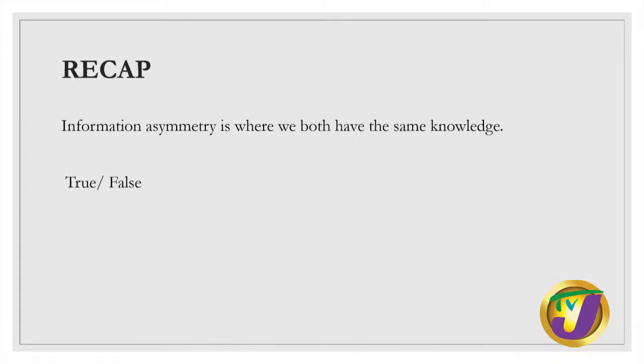Another question is, information asymmetry is where we both have the same knowledge. Two persons involved in a transaction and we know the exact same thing. No one knows more than the other person. So if your guess was that this answer is true, then this means that maybe you weren't paying attention, because asymmetric information means that one person has more or better knowledge than the other. So for this question, the correct answer is false.